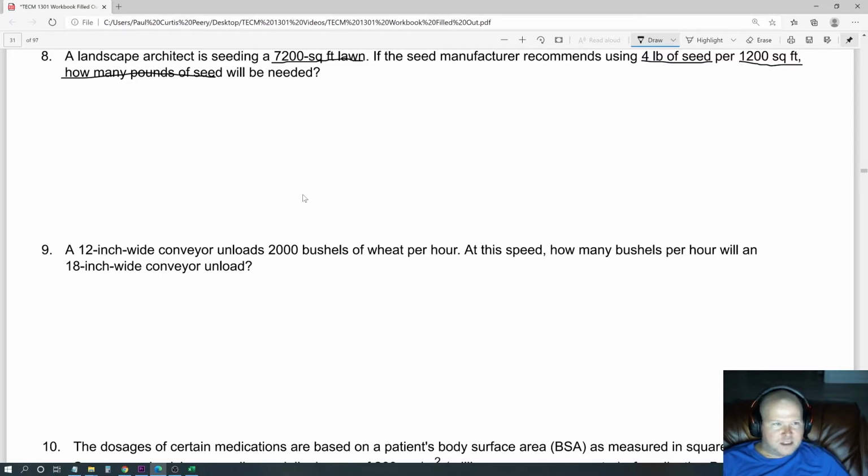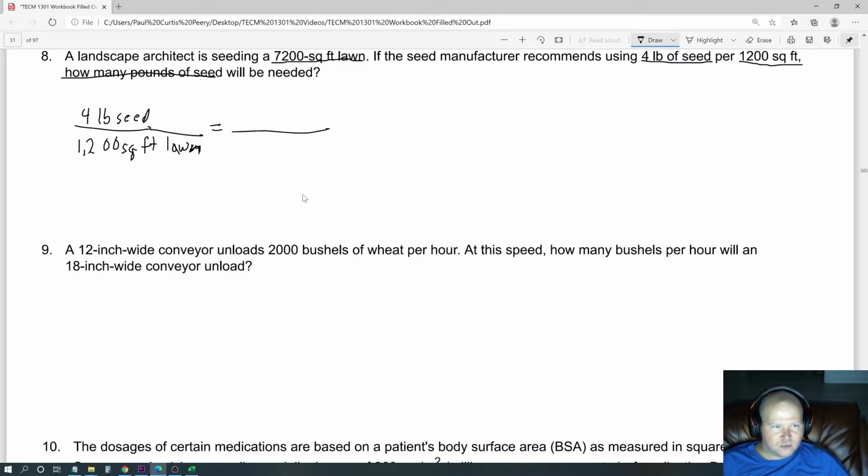Okay, now at this point, we have a ratio between 4 pounds of seed, and again, I'm over-labeling everything, just trying to make sure it's clear where these numbers go, to 1,200 square feet of lawn. You need to put that there if you want lawn. Now they give us a 7,200 square foot lawn. Where are we going to put that?